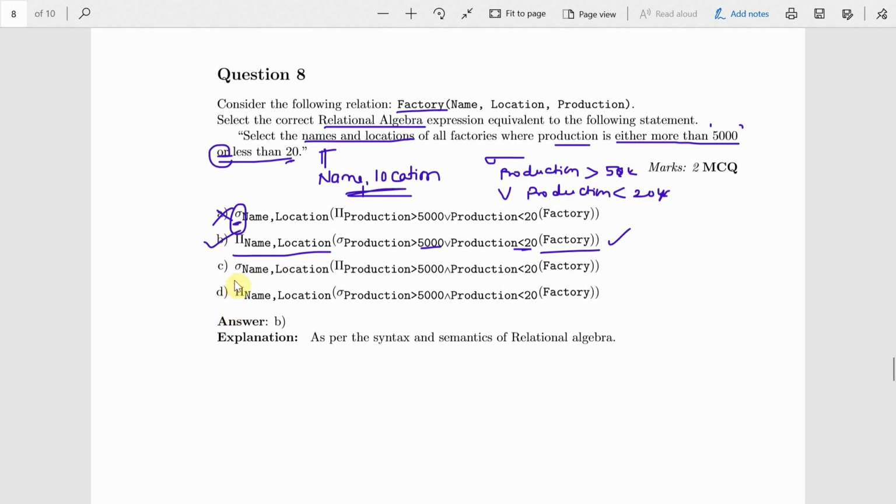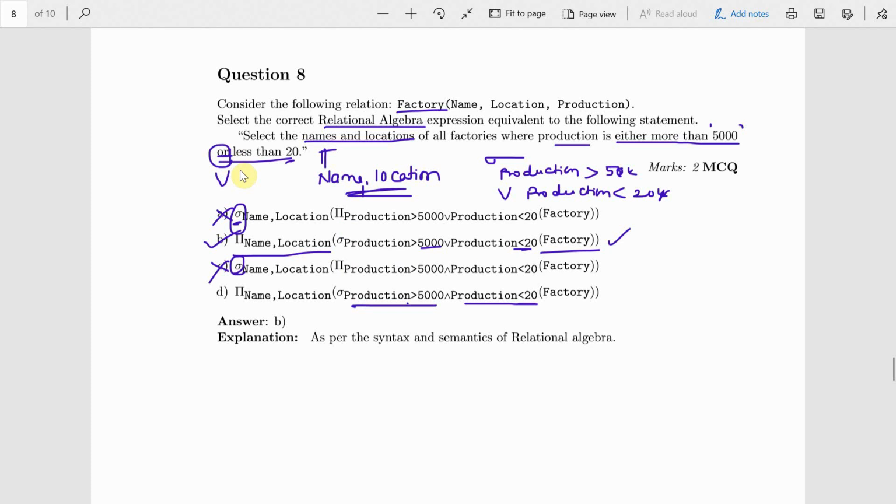I will give you why the other options are wrong. It used sigma, but actually it should be pi for selecting the column. So option C is wrong. Pi name location. Okay. Sigma for row selection. Production greater than 5,000 and less than 20,000. Here it is greater than 5,000 and less than 20,000. But what is the question given? Either more than 5,000 or less than 20,000. Here it is used OR.